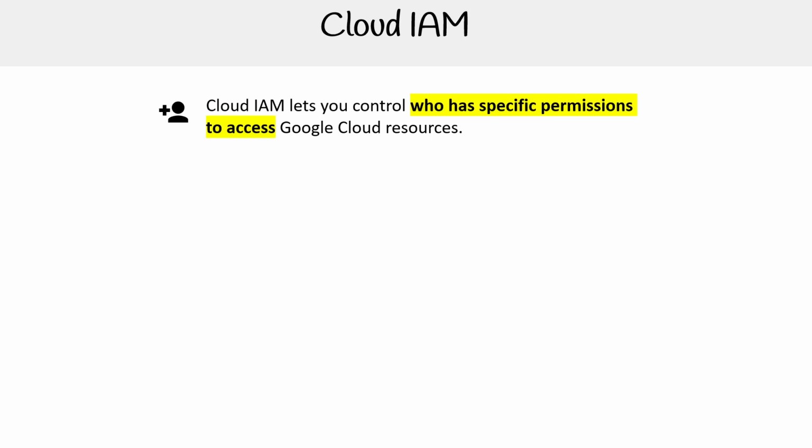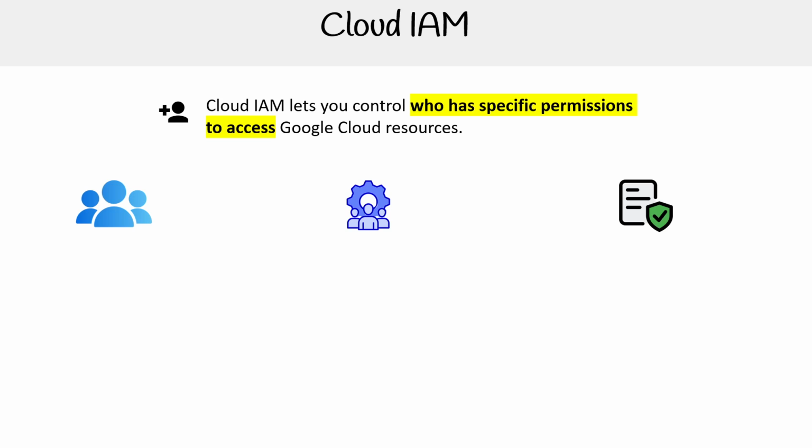Let's take a look at Cloud IAM. So this lets you control who has specific permissions to access Google Cloud resources. IAM standing for Identity Access Management. Every cloud provider has an IAM solution, but each one works slightly different.